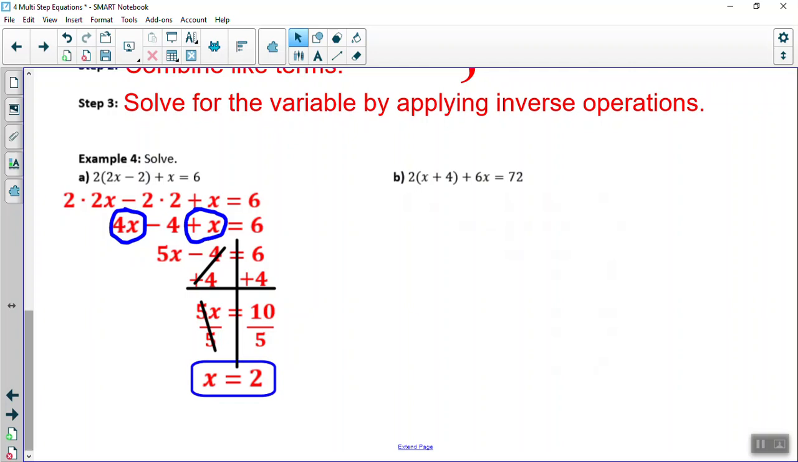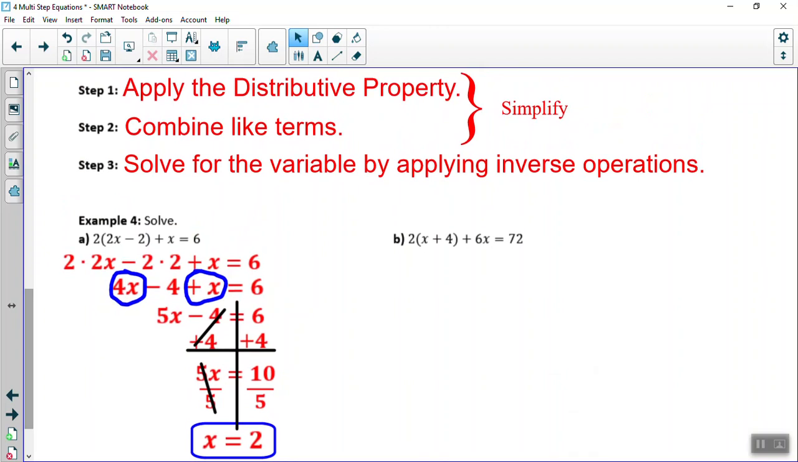So once again, just as kind of a repeat, first part of our process is to simplify. We simplify by applying the distributive property and then combining like terms. So just like when we simplified before, we do the distributive property and then combine like terms every single time. Then we can go to solve mode and start using our inverse operations. All right, let's take a look at this one.